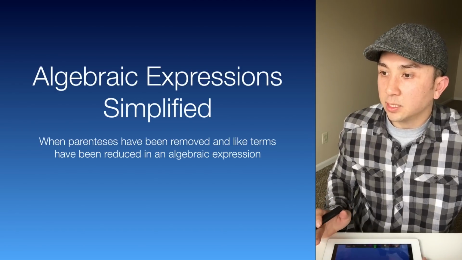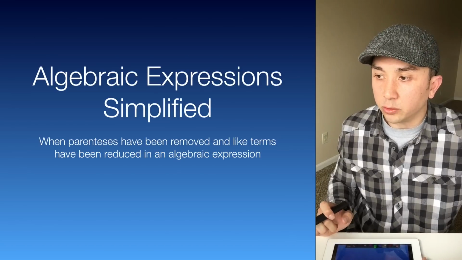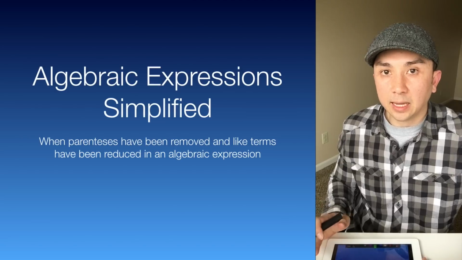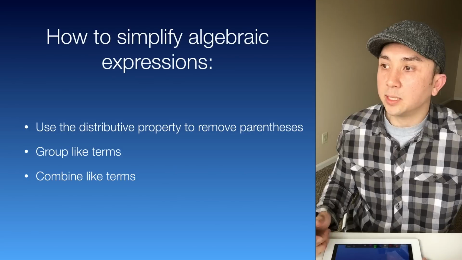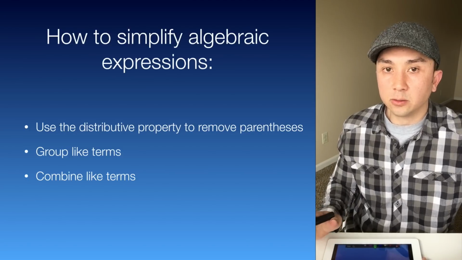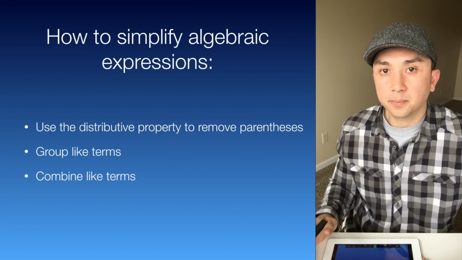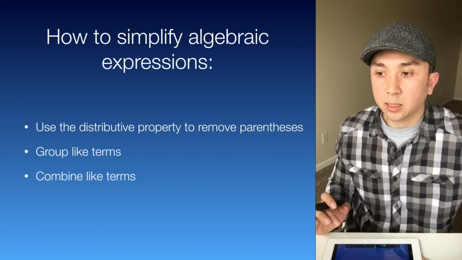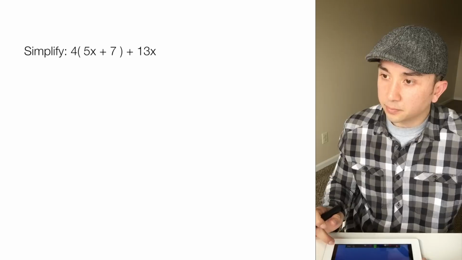Now, an algebraic expression is simplified when the parentheses have been removed and the like terms have been combined. So here's how we simplify an algebraic expression. First, we use the distributive property to remove the parentheses. Then we're going to group like terms, and then we're going to combine like terms. So let's do an example.